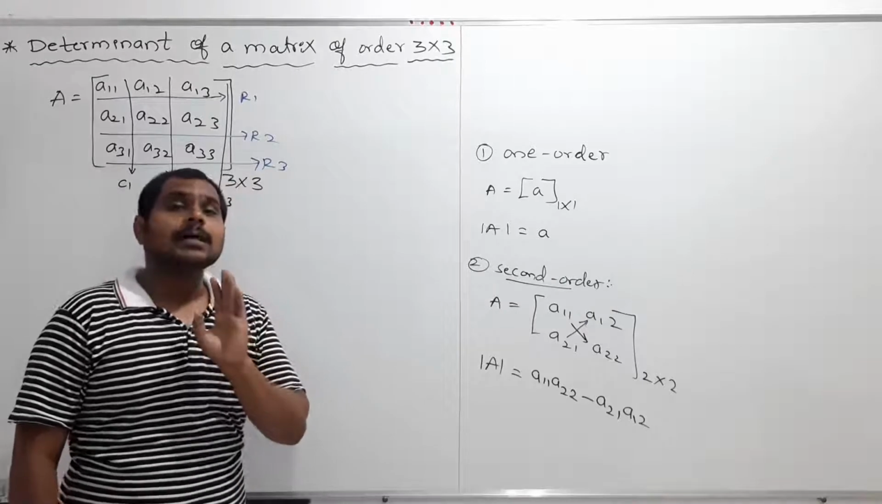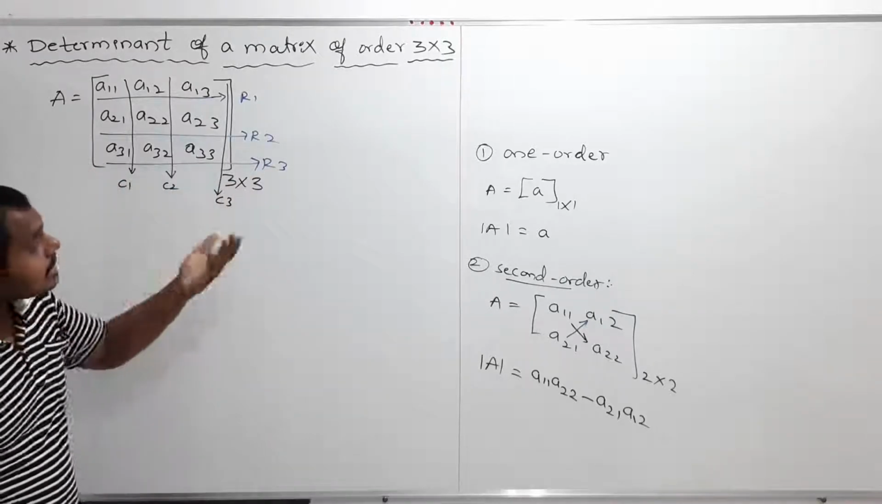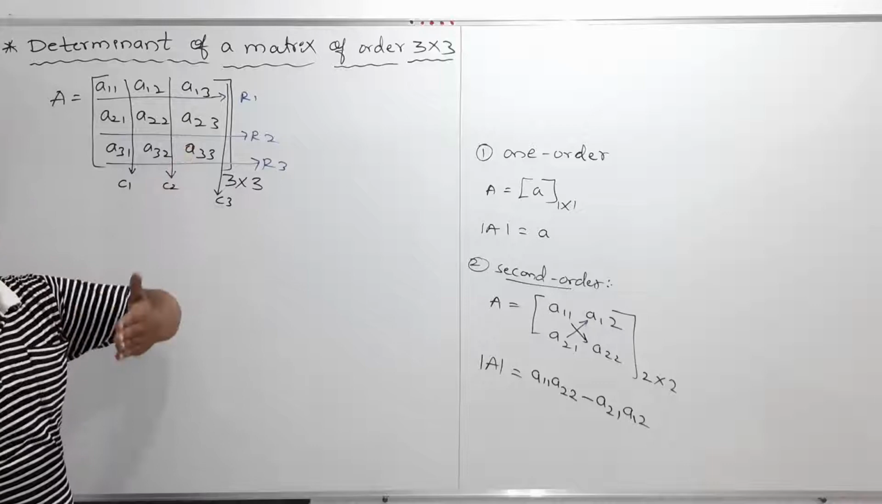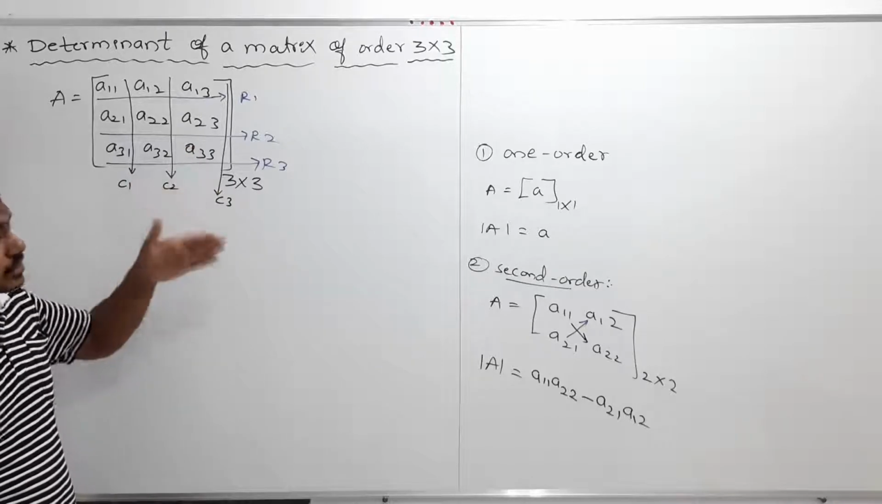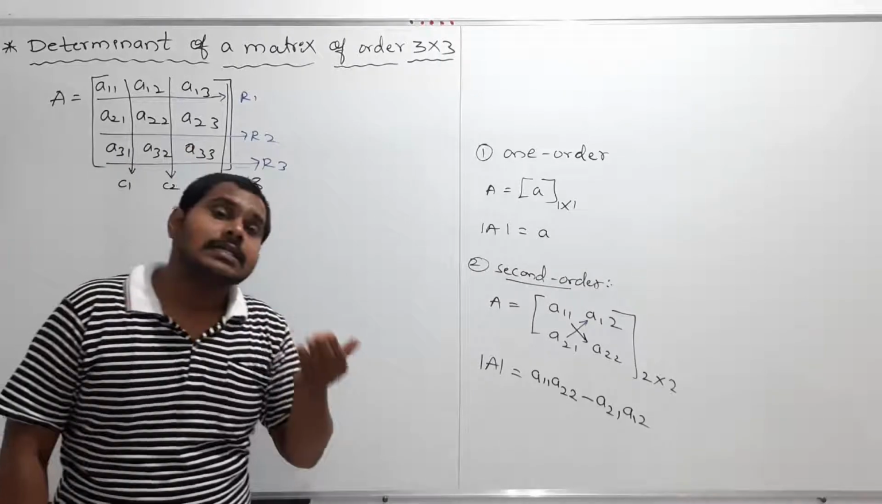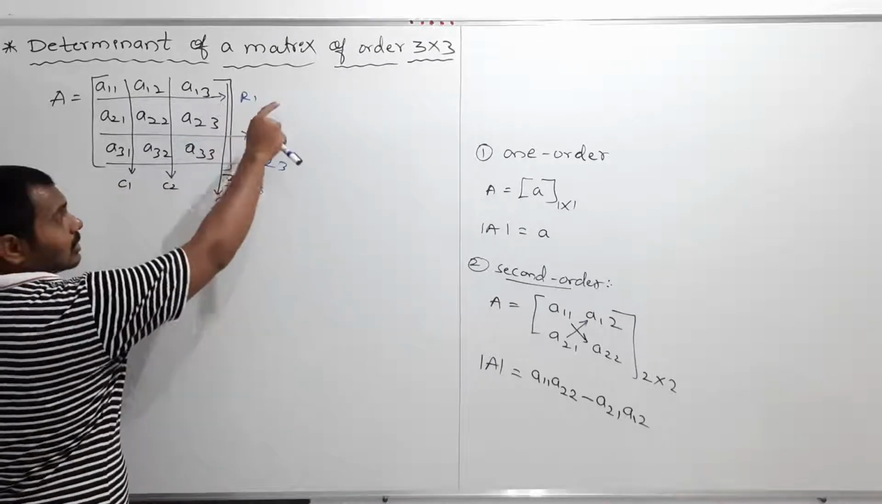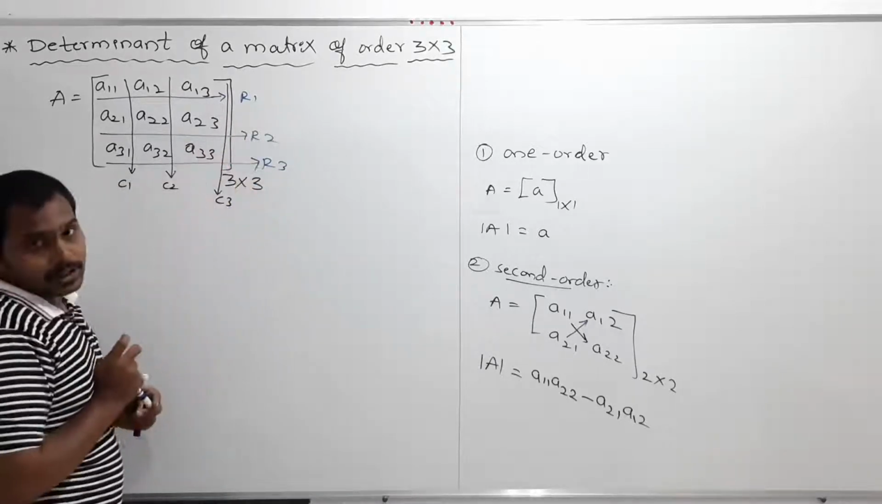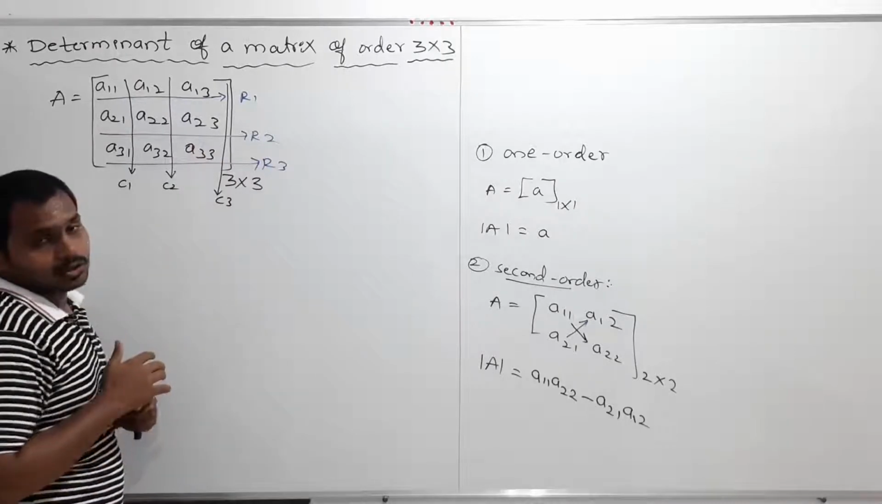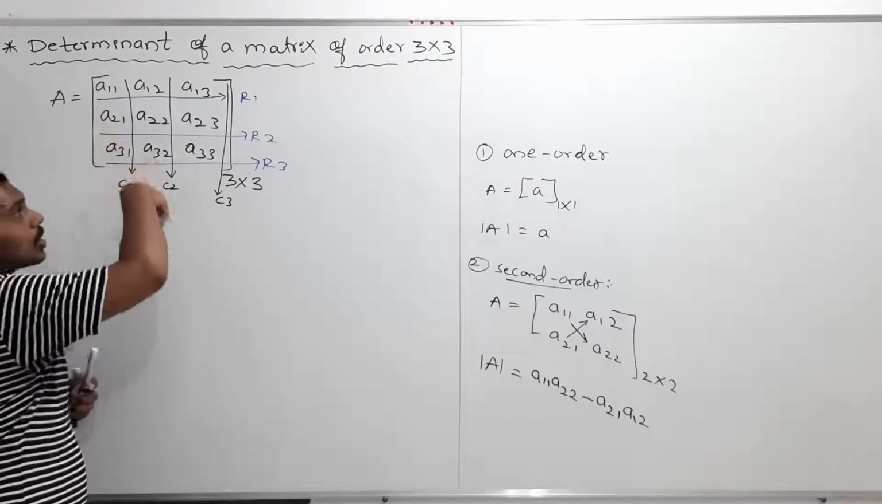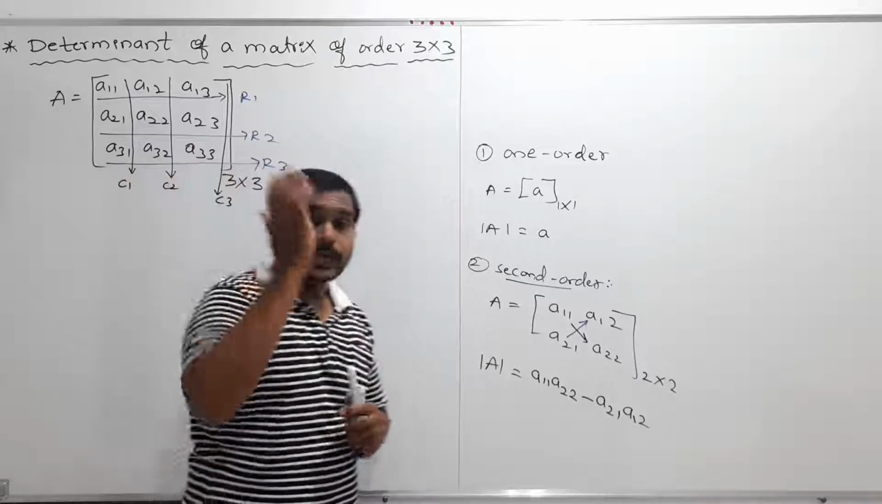So that depends on you, and I'll discuss after calculating this whether we should use column-wise or row-wise, that we'll discuss later. As of now, you can calculate along row 1, or row 2, or row 3, or else column 1, column 2, or column 3.